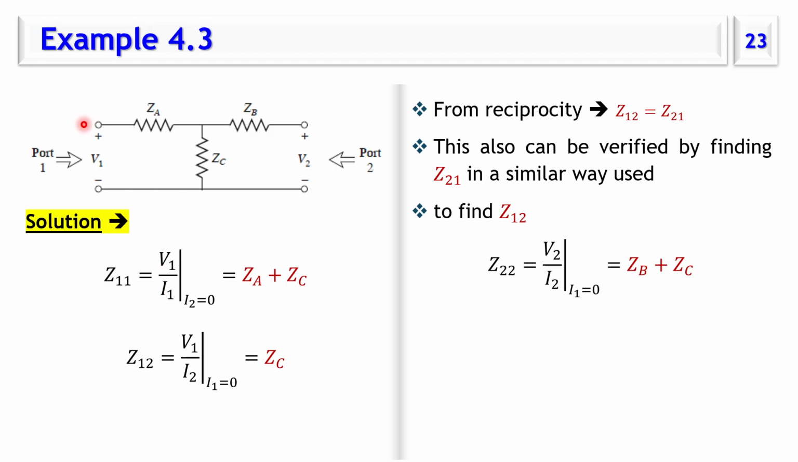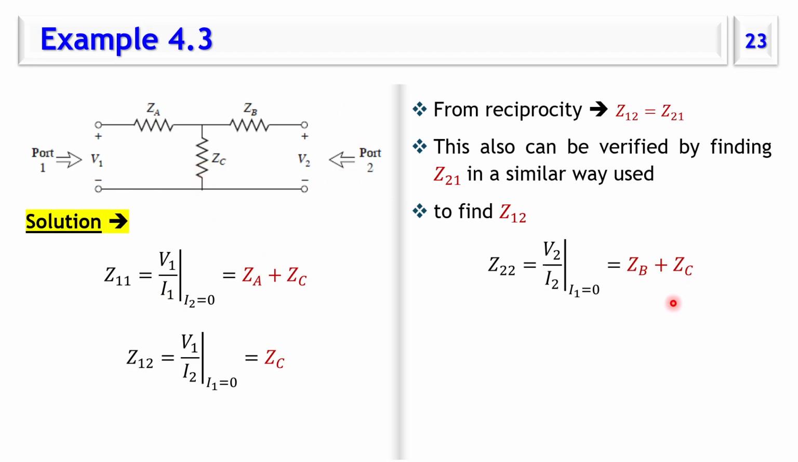So if we put some current here, the current will go in like this, and of course this is open, so no current will go here, and based on this current that's inserted at port 1, we measure V1. So V1 will equal I1 multiplied by ZA plus ZC. So V over I will equal ZA plus ZC.